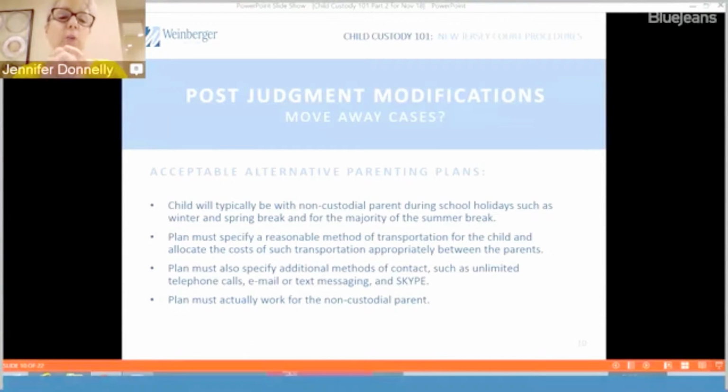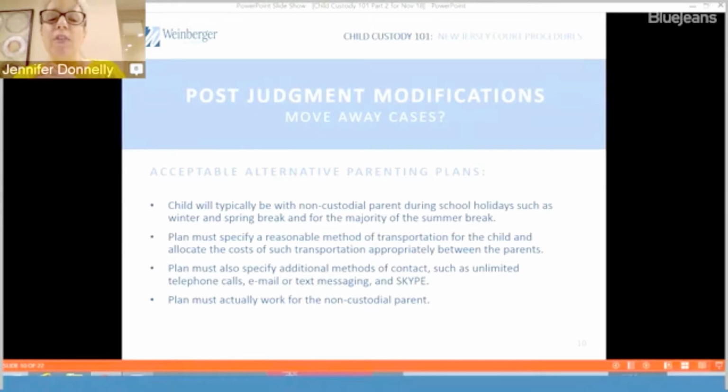So in a relocation case, what are some acceptable alternative parenting plans? Now, obviously, if you're at this point before the relocation, having your child every weekend, Friday to Sunday, and one night during the week, and your child is going to be relocating to California, well, that's not going to be feasible. So how do we come up with an alternative parenting plan that keeps up with the quality of time, maybe not necessarily the amount of time, as close to the amount of time as possible, but how do we come up with a parenting time that really is beneficial for the entire family?